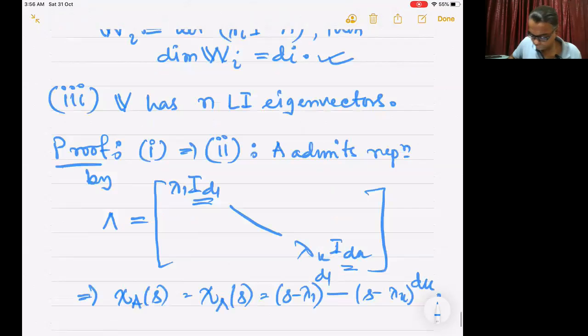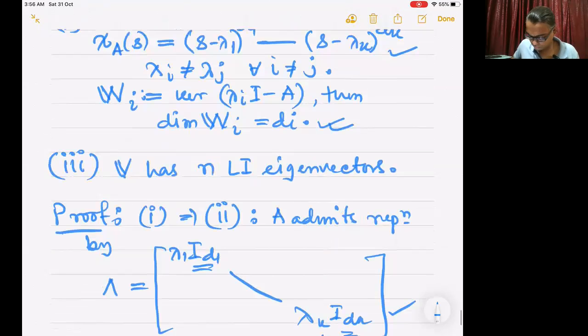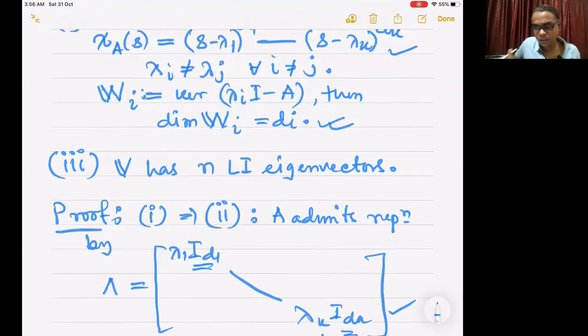What we have to prove? Of course, lambda_i not equal to lambda_j. We can already assume that. That is how we have formed this: diagonalize and then club those eigenvalues together.